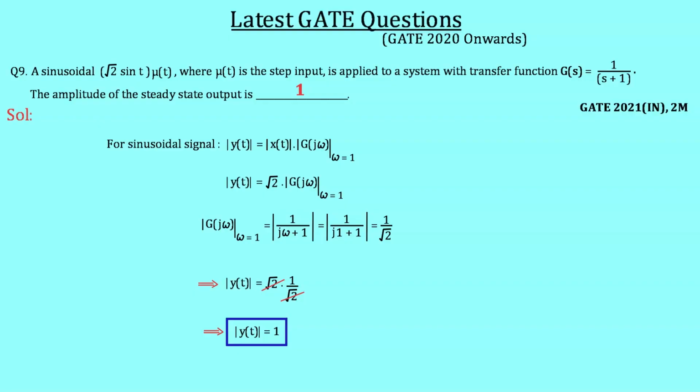We already know for sinusoidal input signals, the amplitude of the steady state output is equal to the amplitude of the input multiplied by the magnitude of the transfer function at the input angular frequency, which is 1 in this case. We can easily find the magnitude of the transfer function at angular frequency 1 radian per second coming out to be equal to 1 by root 2. After multiplying this with the amplitude of input signal, which is root 2, we will get the value of the amplitude of the steady state output to be equal to 1.